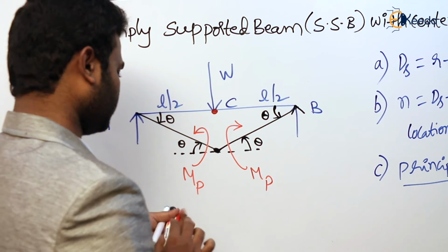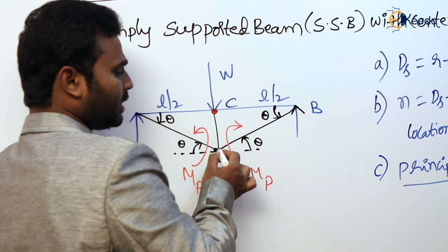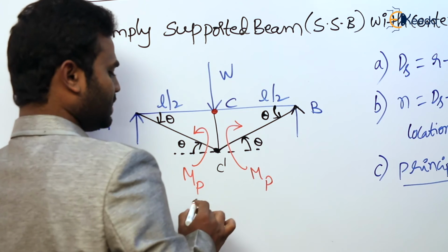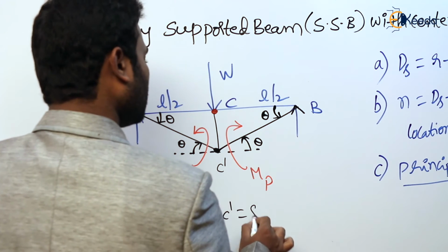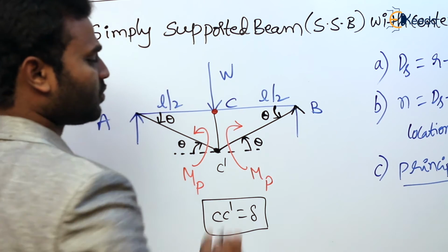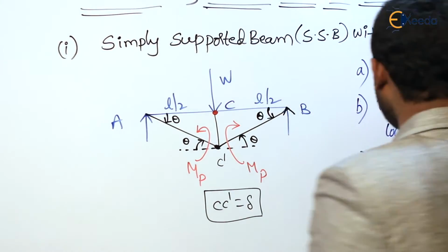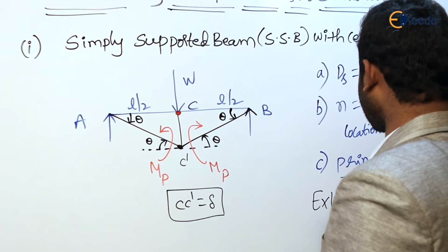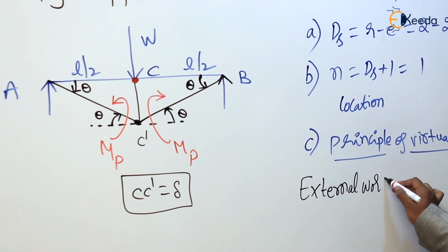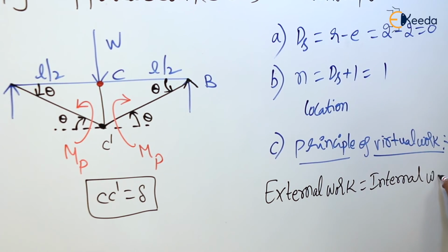Coming to the external work. This load W has displaced the point C to C dash. How much is it? CC dash is delta. Okay. So now we know that from the principle of virtual work done, external work is equal to internal work. So what is external work?